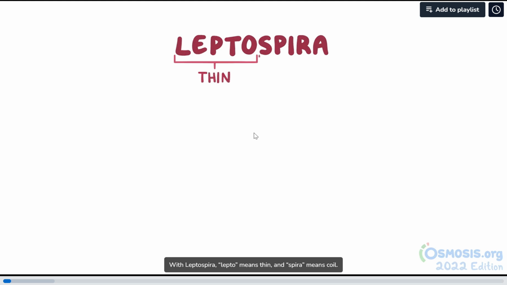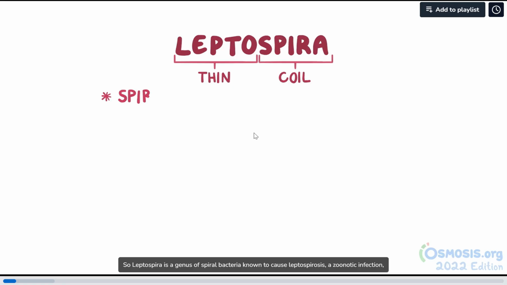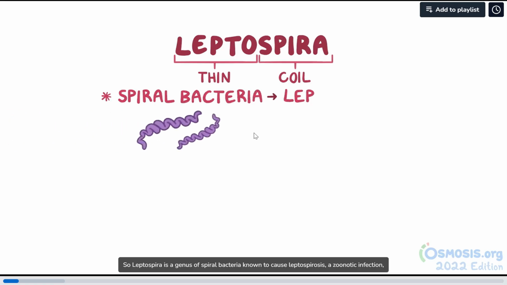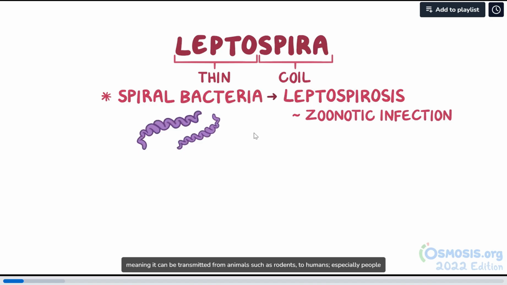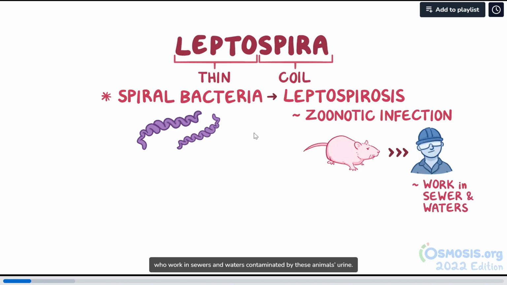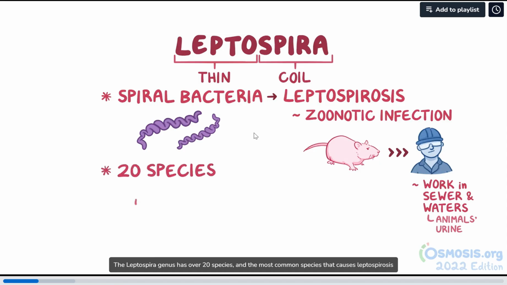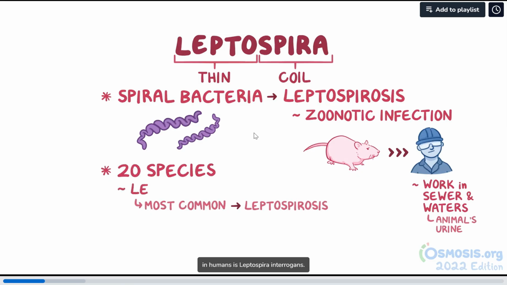Lepto means thin, and spira means coil. So Leptospira is a genus of spiral bacteria known to cause leptospirosis, a zoonotic infection, meaning it can be transmitted from animals like rodents to humans, especially people who work in sewers and waters contaminated by these animals' urine. The Leptospira genus has over 20 species, and the most common species that causes leptospirosis in humans is Leptospira interrogans.